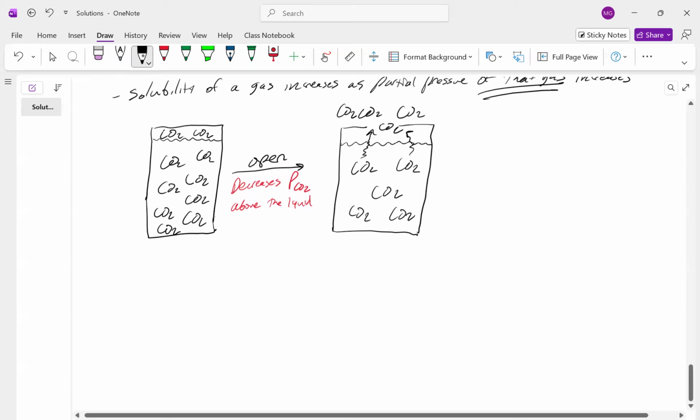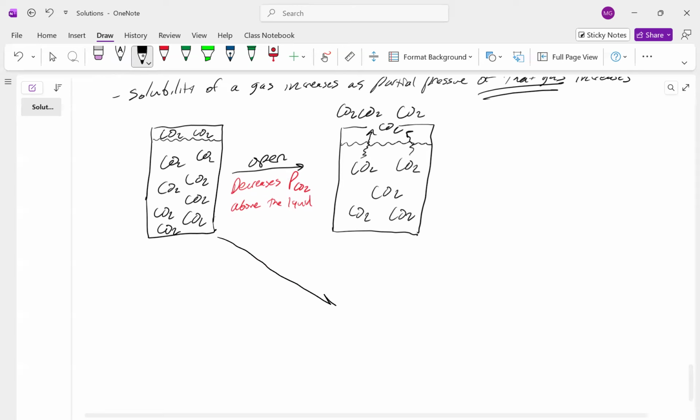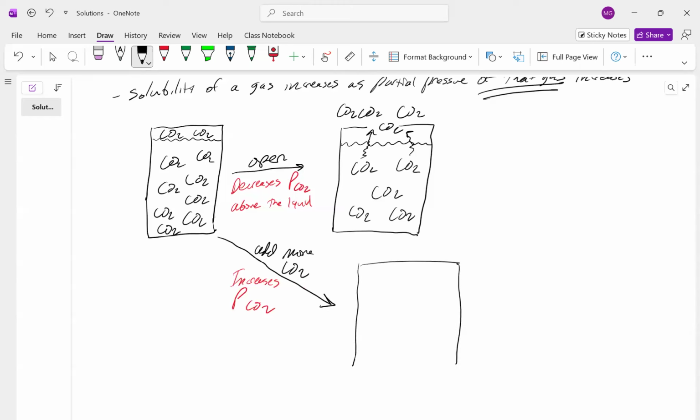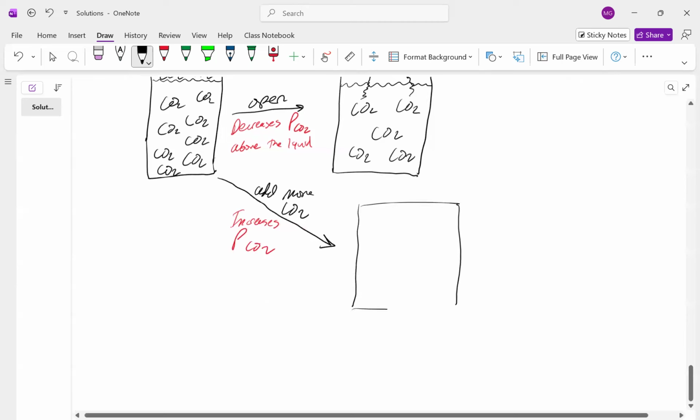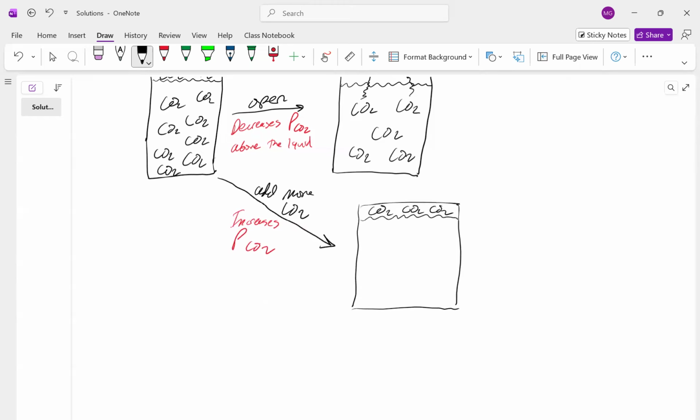Now, I can add more CO2, and thereby increase the partial pressure of CO2. So let's say somehow to that closed can of soda, I add a little bit more CO2 above here, increasing the partial pressure, and that's going to increase the amount of CO2 that's in the soda.